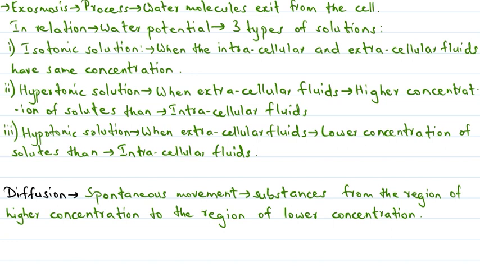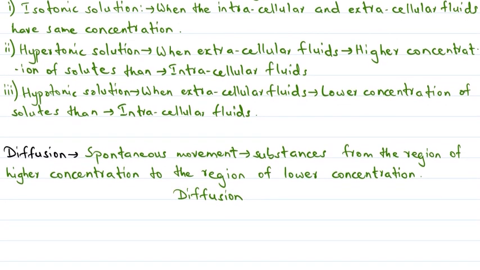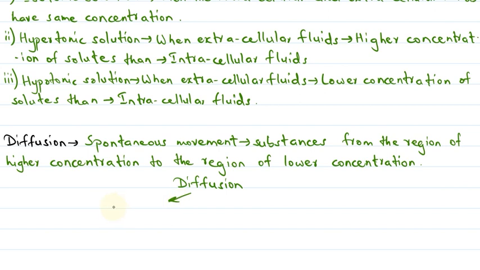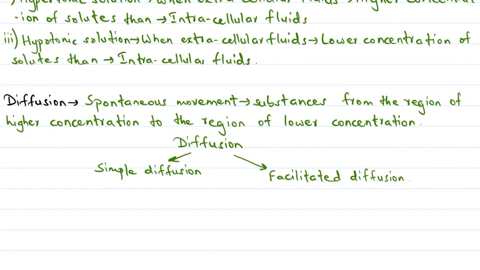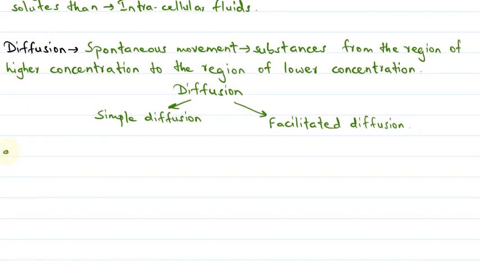Okay. Now there are different types of diffusion. If we talk about diffusion, it is of two types. One is simple diffusion, and the other one is facilitated diffusion. Okay, so first we will be discussing simple diffusion.